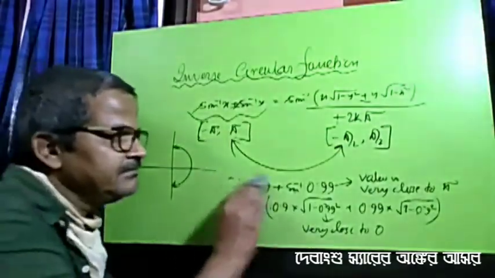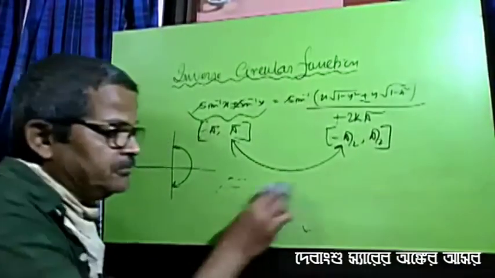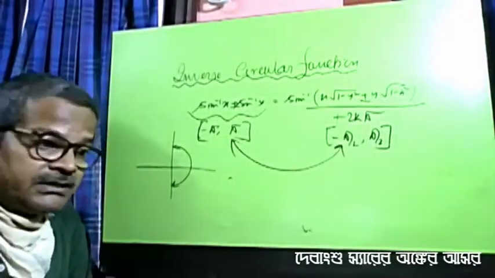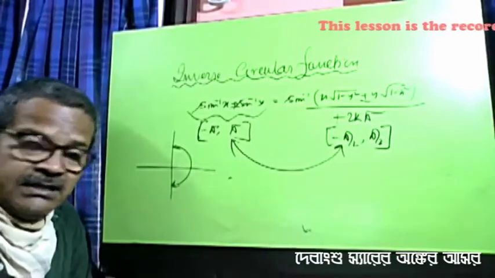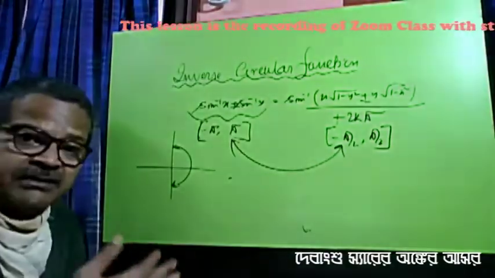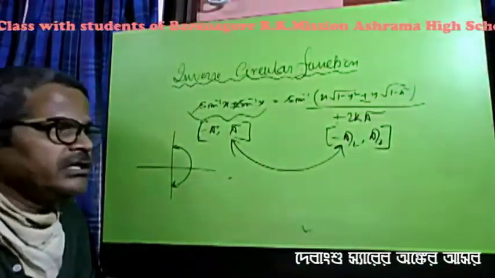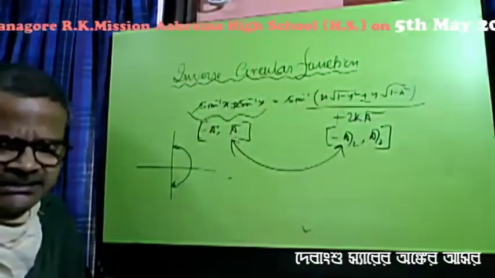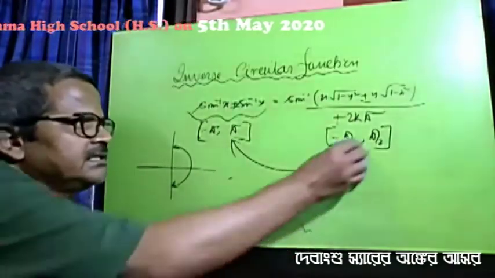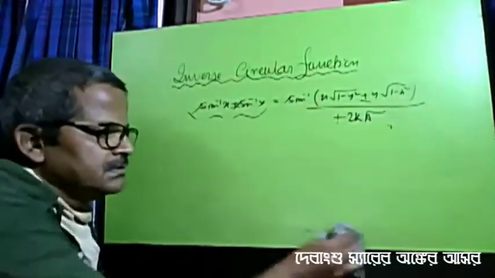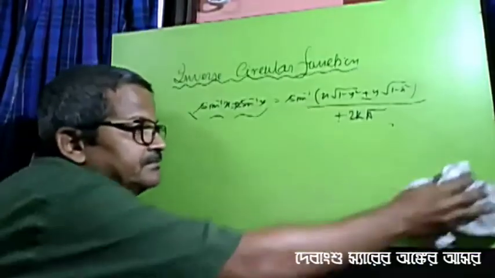Another example, see. All the formulas: sin inverse x plus cos inverse x, tan inverse x plus tan inverse y, sin inverse x plus sin inverse y, tan inverse x plus tan inverse y, tan inverse x minus tan inverse y, they all need this adjustment. Why? See the second example.